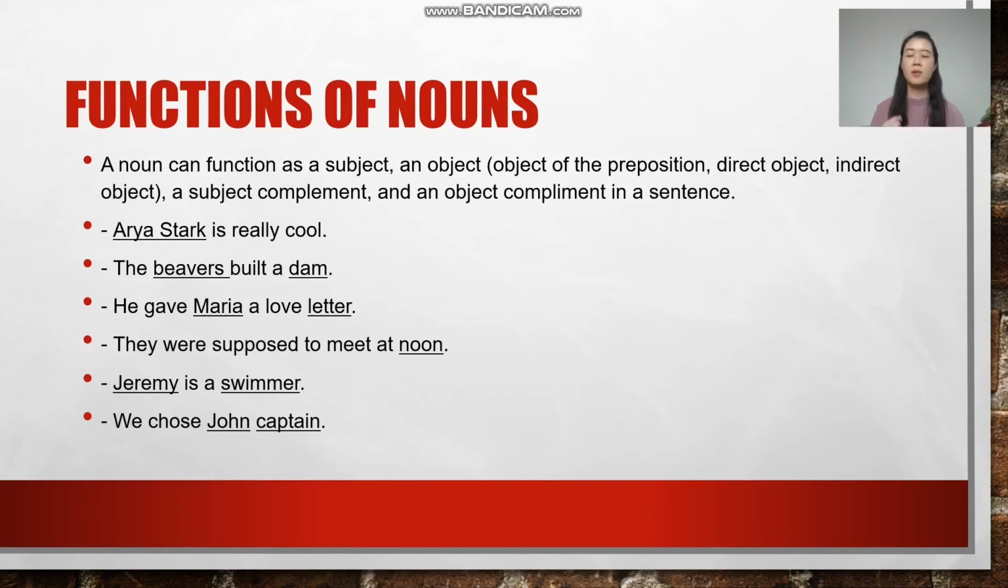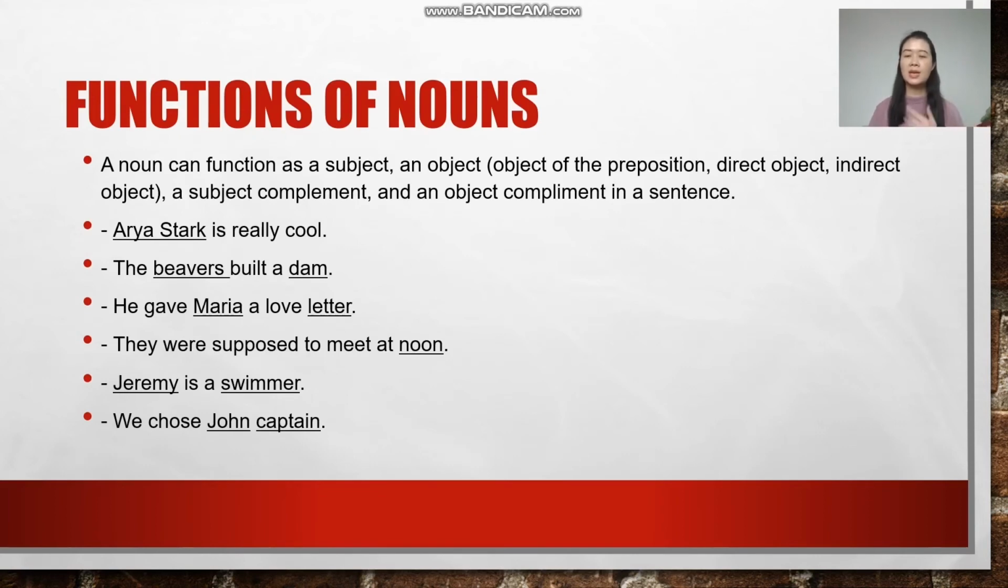Next one, the beavers built a dam. The beavers built a dam. So the word beavers acts as the subject of this sentence, while the word dam is used as an object. So the subject is the beavers, built is the verb, and a dam is an object. Okay, and this is called direct object. Actually, we only have one object here.